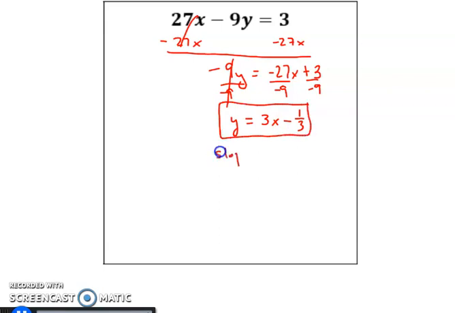What's my slope? 3. All right, what's the y-intercept? Negative 1/3. Let me make that actually negative. Okay, that's it. One more.